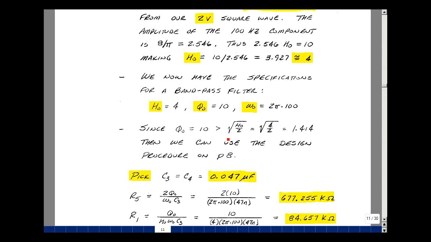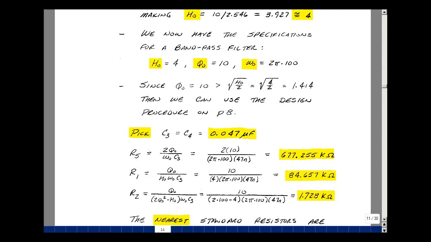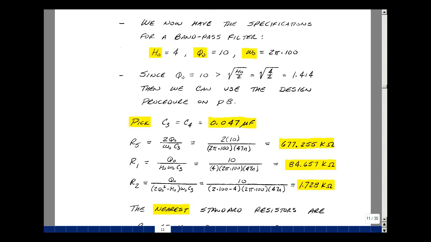Let's check that this inequality is satisfied. So I've got a q naught of 10, h naught was equal to 4, so this is equal to 1.414, and of course 10 is greater than that, so our procedure will work. We don't have any negative resistors. Pick C3 equal to C4. I'll pick a 0.047 microfarad capacitor in our parts box. I'll solve for R5, which is 2 times Q naught, which is 10, omega naught is 2 pi times 100, and C3 is 47 nanofarads.